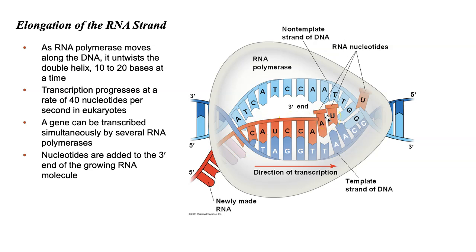This means that the DNA template is read opposite. So it's read 3' to 5'. Make sure that you note that. The RNA polymerase moves down the DNA template in the 3' to 5' direction while it builds in the 5' to 3' direction.